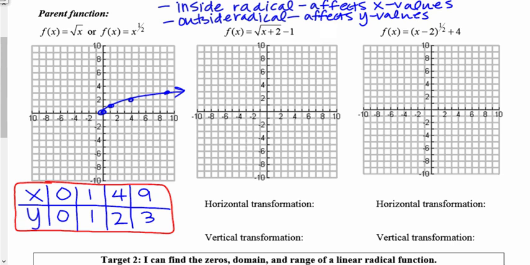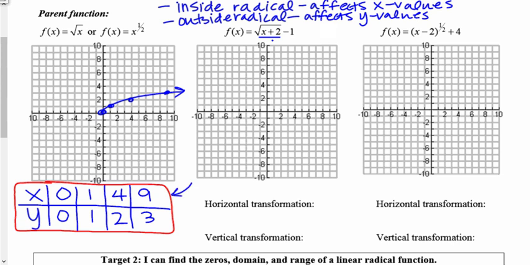For example, this one, we have x plus 2 inside the radical. So that x plus 2 is going to affect my x values of my parent table. Now, if you remember from quadratics and things like that, everything inside lies. So I'm going to take the opposite of x plus 2 and I'm going to subtract 2. So what we're going to do is look at everything being transformed. I'm going to have this x plus 2, so I'm going to subtract 2 from my original x values that are located right here.